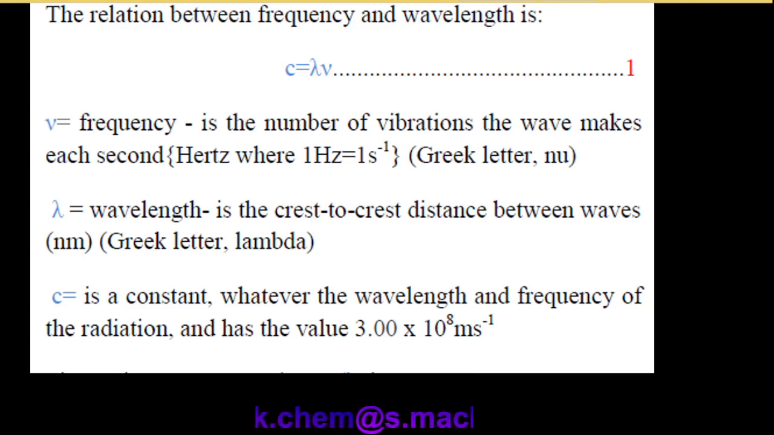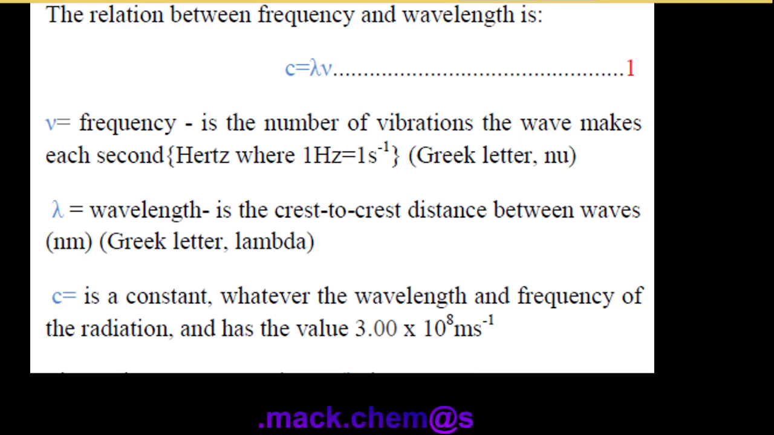Let's look at lambda and nu. I'll start with lambda, which is called the wavelength. As stated before, the wavelength is the distance between two crests or troughs, and wavelength is given a unit called nm, or nanometer.